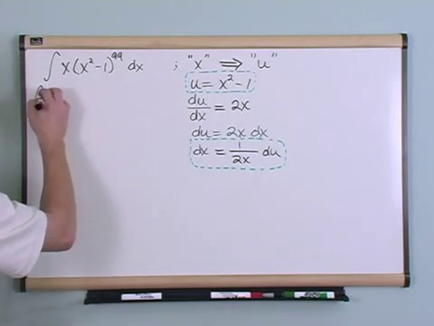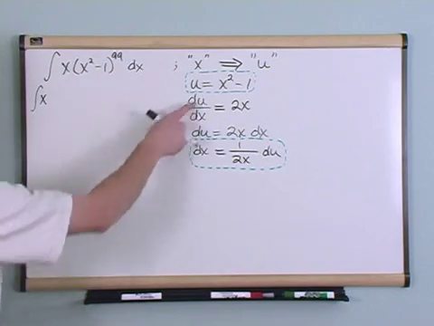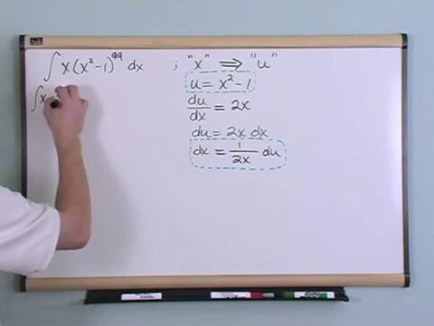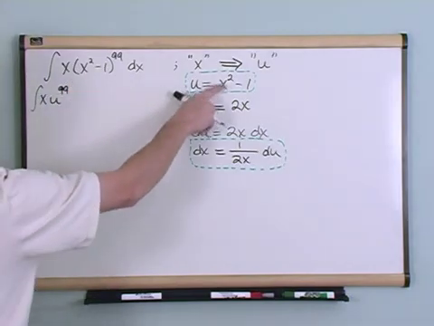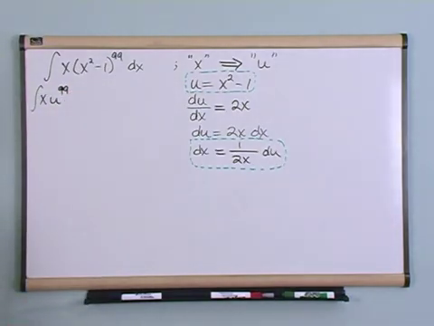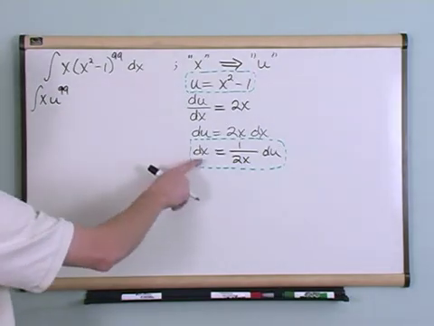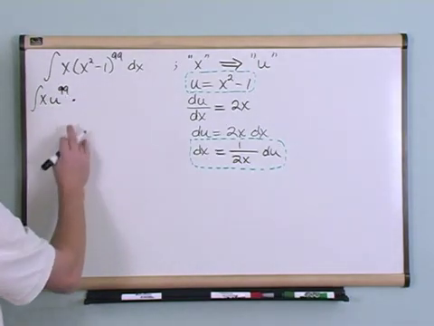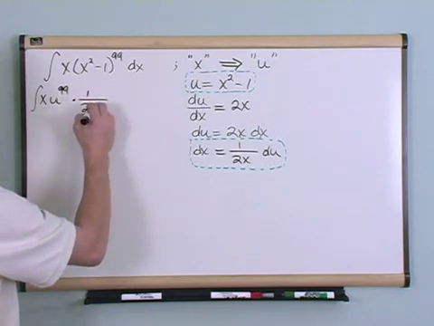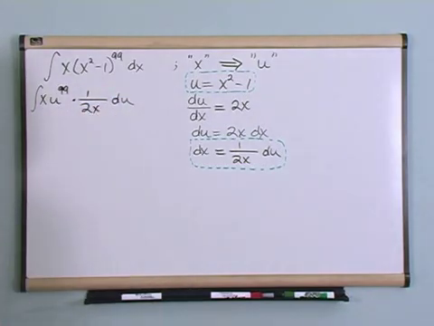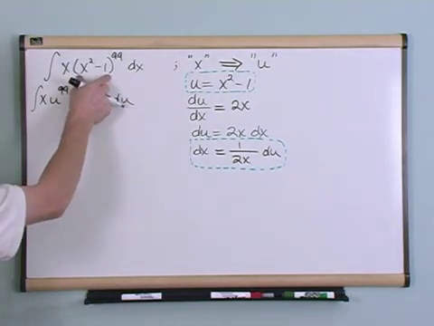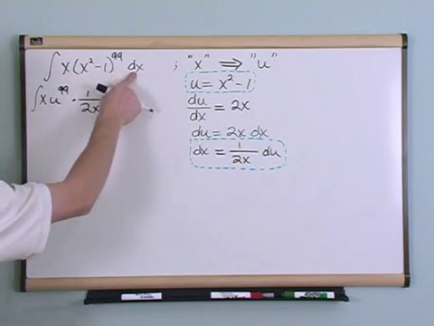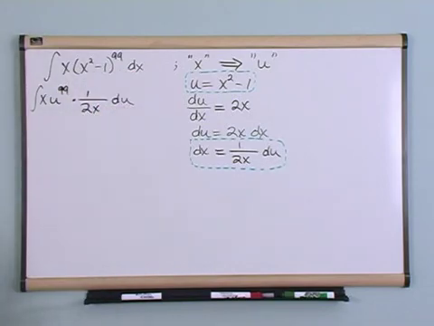Integral of x, because I haven't done anything to it, times u to the 99th power. All I did was say, well, this stuff in here is equal to u, so I'm going to raise it to the 99th power. And then I have a dx out here, but we've solved for dx, so I multiply by 1 over 2x times du. Now all I did was plug dx into here. So you see, to transform the integral, you just substitute for whatever you defined u and whatever you defined for dx.